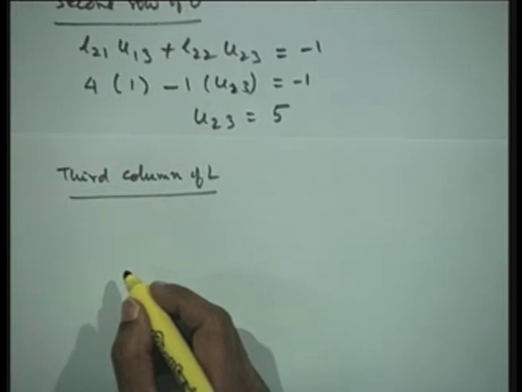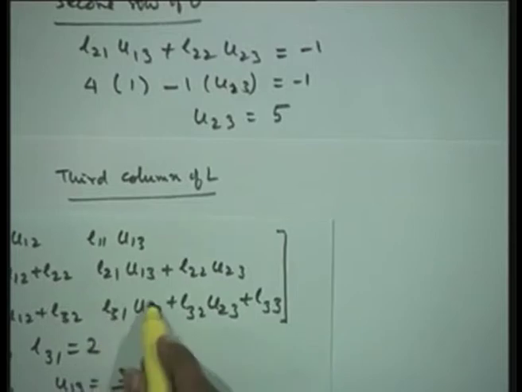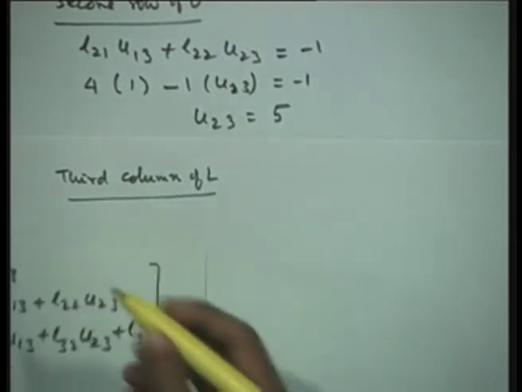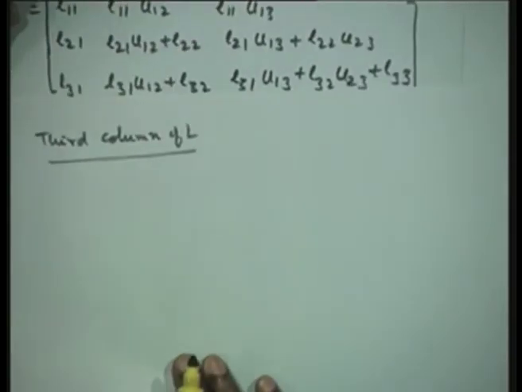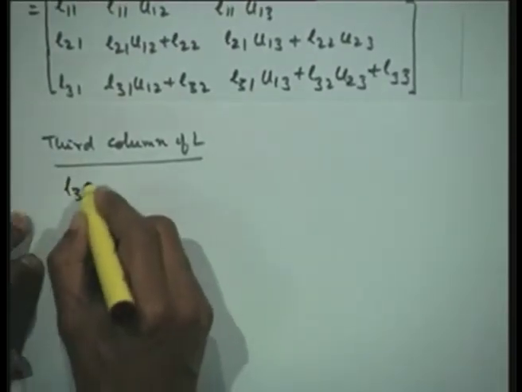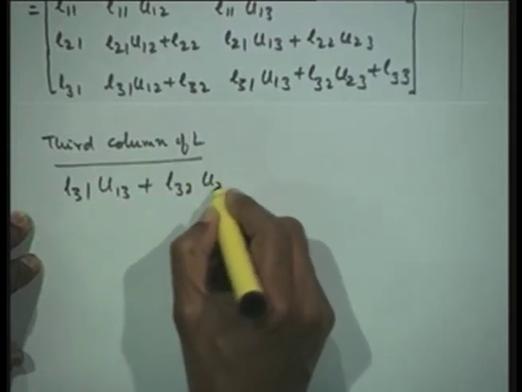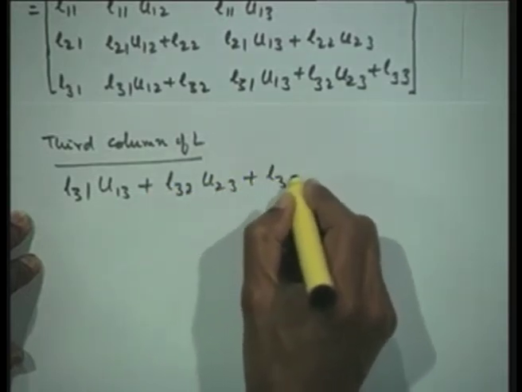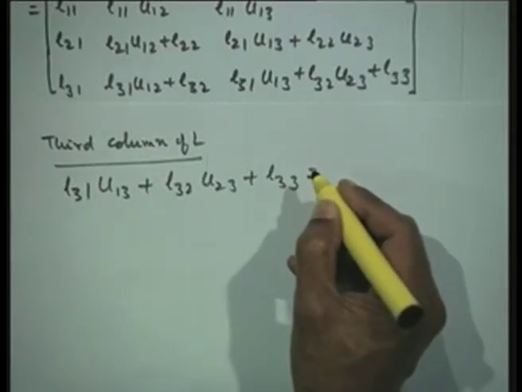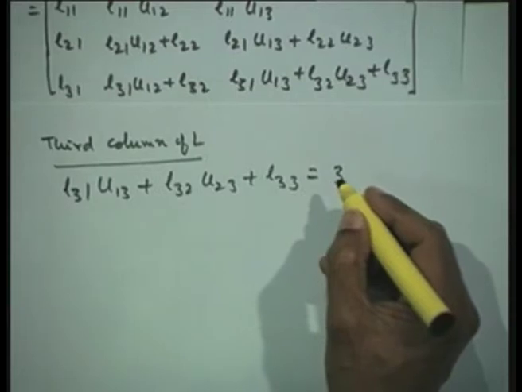Now, the third column of L means this is the last element that is to be done, and that gives me this particular element, that is L31 U13. So, I can write from here, this is L31 U13 plus L32 U23 plus L33, and this element is given to us as 3.